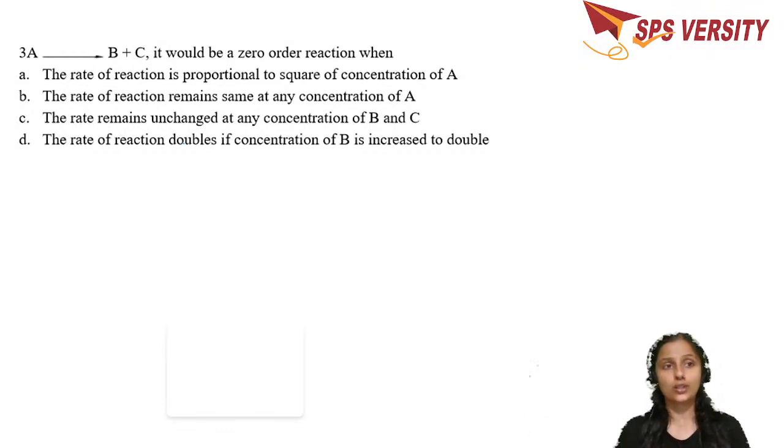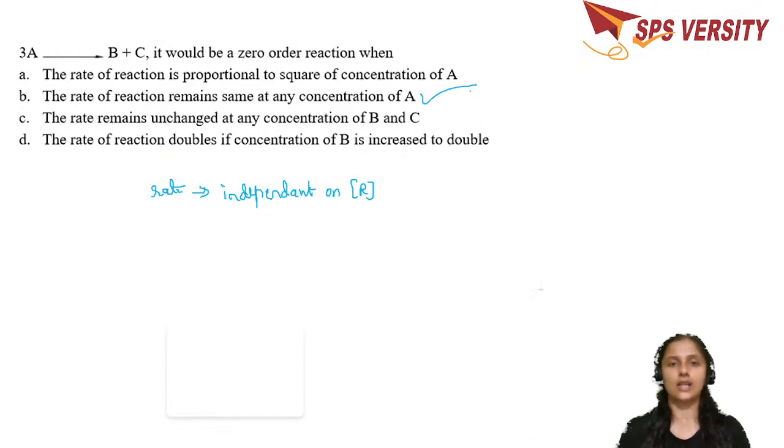A zero order reaction is one where, however you change the concentration of the reactant, the rate is going to be unaffected. So rate is independent on the concentration of the reactant. So the rate of the reaction remains same at any concentration of A would be the right answer.